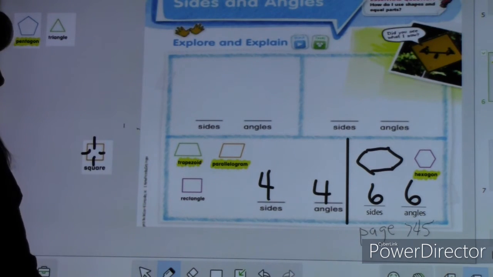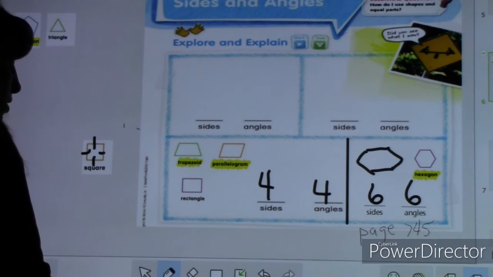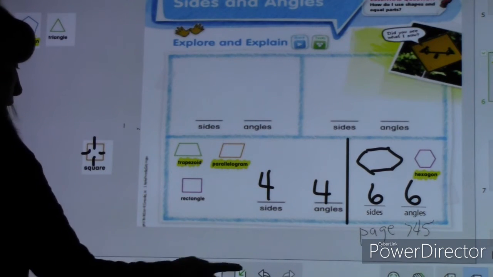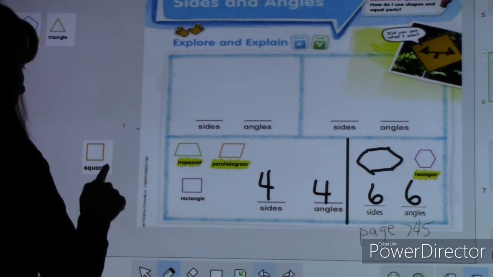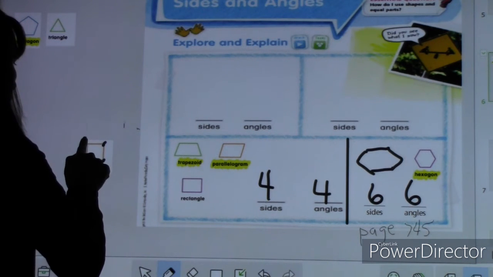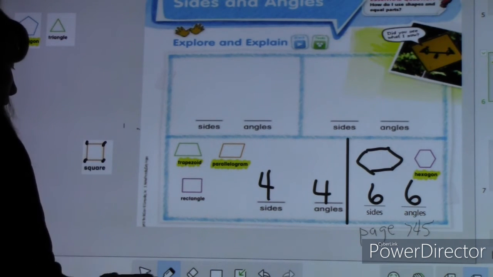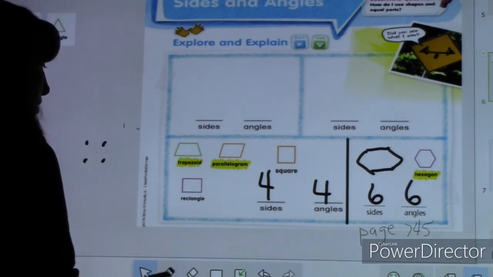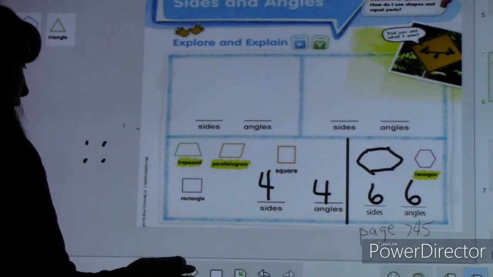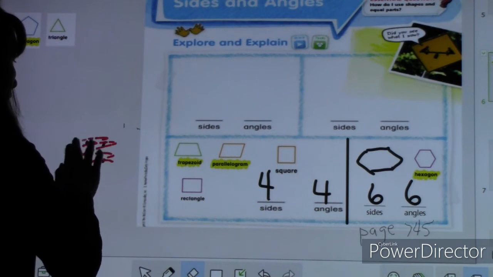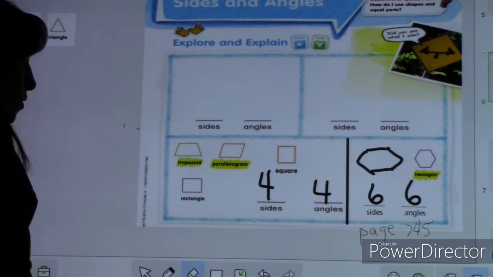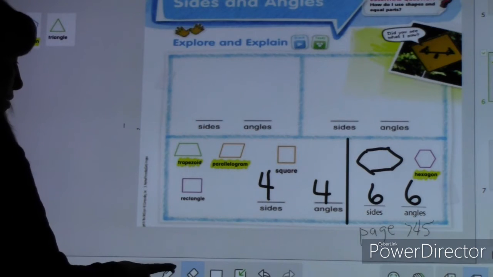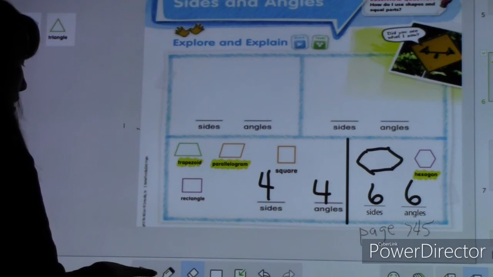We're noticing something here. If it has 4 sides, it usually has 4 angles. So let's count the angles to double check. 1, 2, 3, 4 angles. So we're going to go ahead and put that in our box with our parallelogram, our rectangle, and our trapezoid. And again, if you need to draw those, go ahead and pause the video so that you have time to draw.